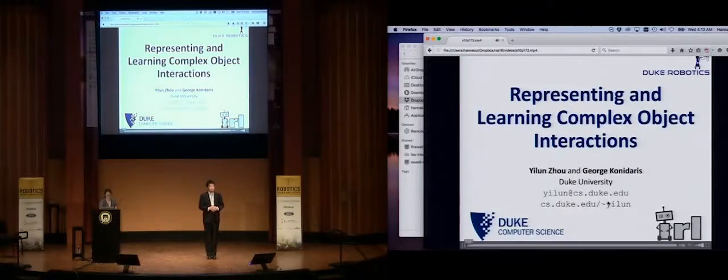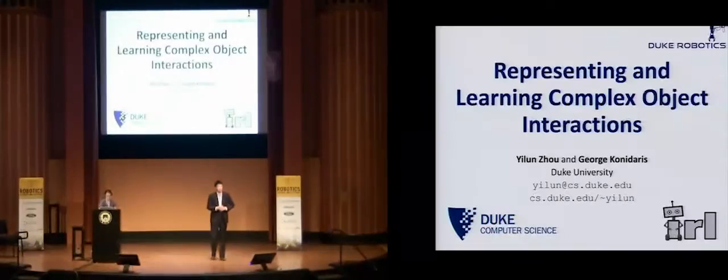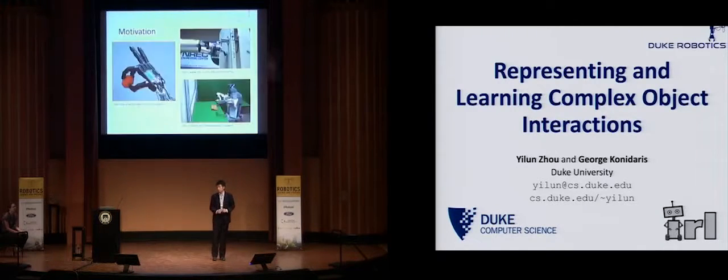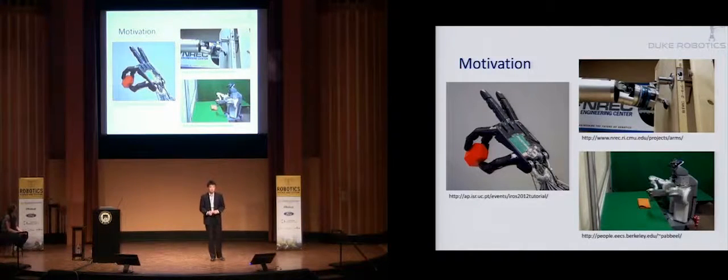So good afternoon, everyone. I'm Yilun Zhou, undergrad rising senior from Duke University. Today, I'm going to present my research joint work with my advisor, George Konidaris, on representing and learning complex object interactions. There has been excellent progress in directly manipulating a single object. However, many tasks involve indirect interactions of some objects through others. How to represent and learn such tasks is the focus of our work.